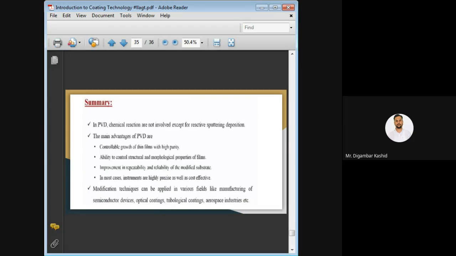Okay, so I was talking about this PVD summary. Up till now, we have covered all the types, what is meant by PVD, and then the sub-classification, and then the subtypes.